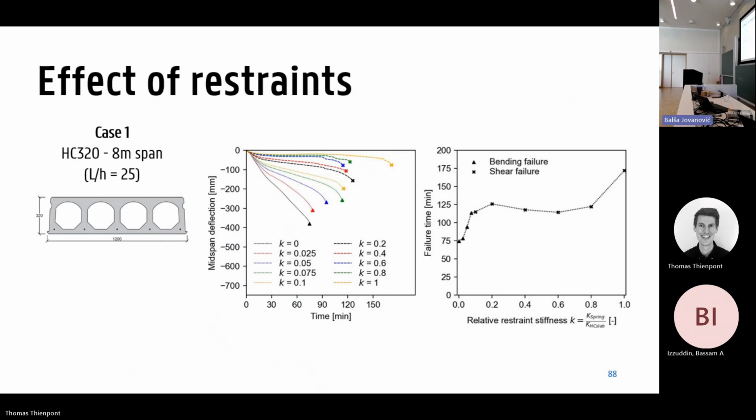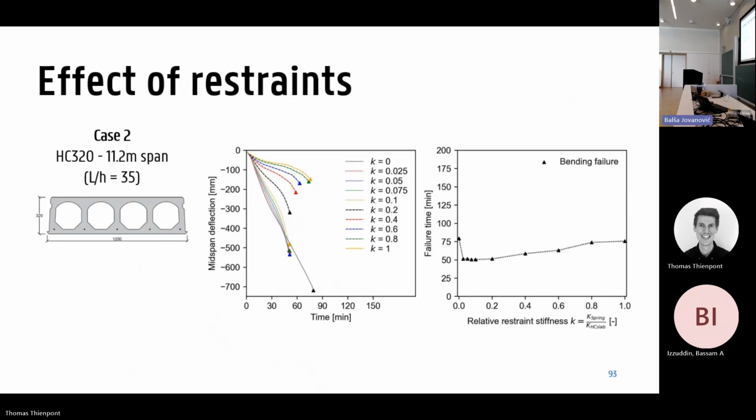So basically what we see is if we increase the restraints of the surrounding structure, so the stiffer the surrounding structure, the higher the fire resistance in this particular case. And also an interesting result is that at some point we shift from a bending failure towards a shear failure. So for this particular case, we can conclude restraint has a positive effect, similar to what I presented in the previous slides. But then in the second case, we get the completely opposite results.